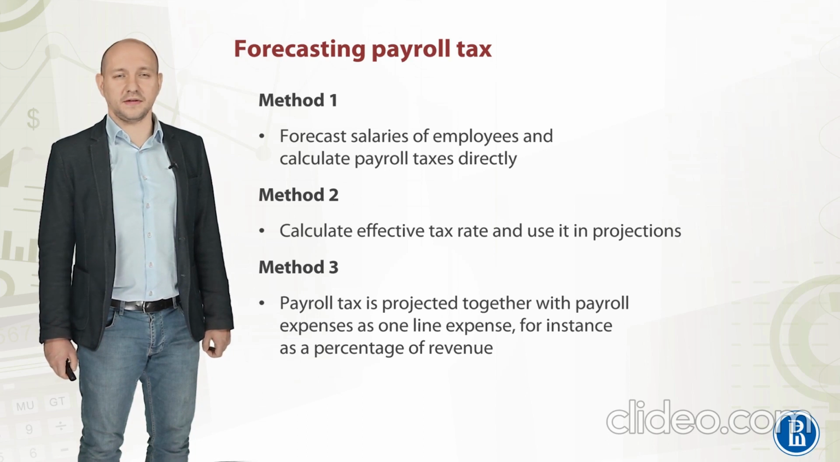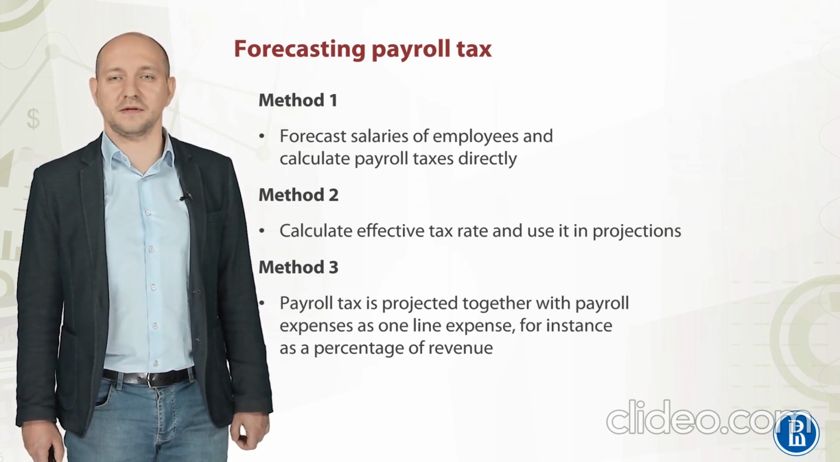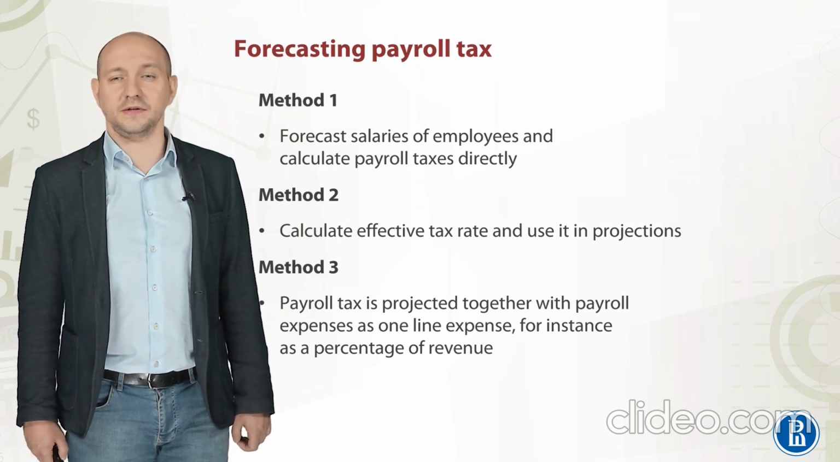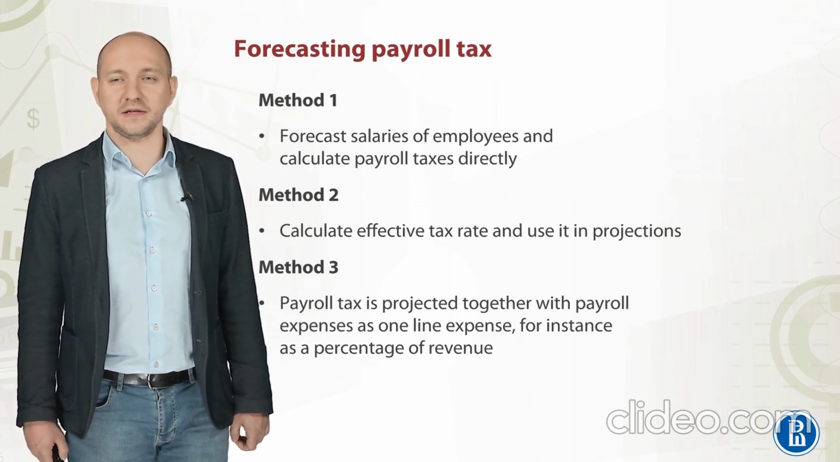The second method is that you calculate the effective tax rate for payroll taxes and other payments to the budget and use it in your projections. And the third method is the following. Payroll tax is projected together with payroll expenses as one line expense. For instance, it could be a percentage of revenue.